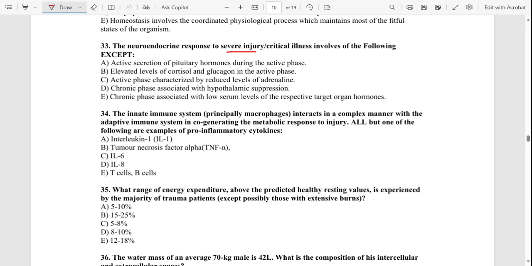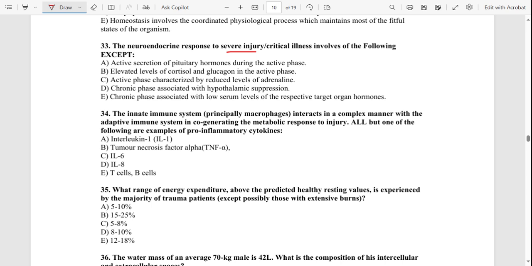So when there is a tissue injury or any injury at all or an illness, severe injury or critical illness, you have the phases in which the nervous system and the endocrine system respond. You have the active phase, which is also known as the acute or ebb and flow phase. That's active. And these are the phases you also see when you're talking about burns. So the active phase, also known as the acute phase, or the ebb and flow.